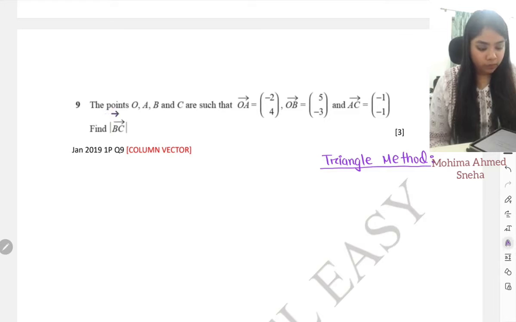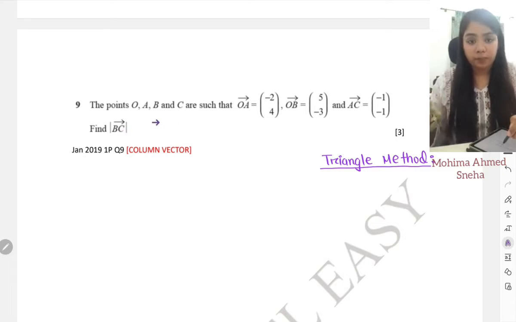Over here you have the points O, A, B and C such that OA is 2, 4, and OB and AC are provided. You have to find the value of BC, the modulus of BC. If we have to find the modulus of a certain vector, we first have to have that vector, like in this format, bottom and top, right? We do not have any value of the vector BC. So let's first find the vector BC.